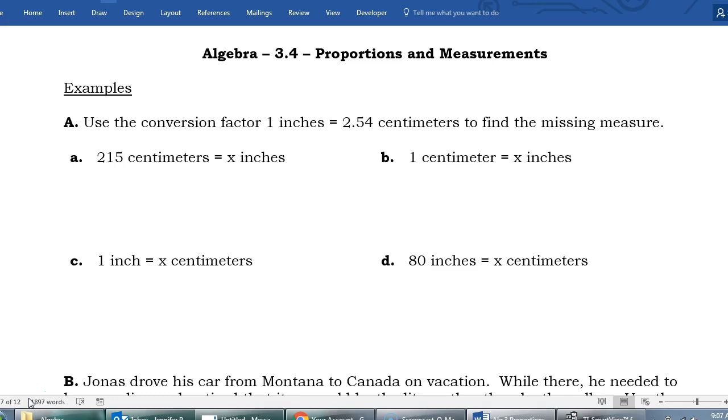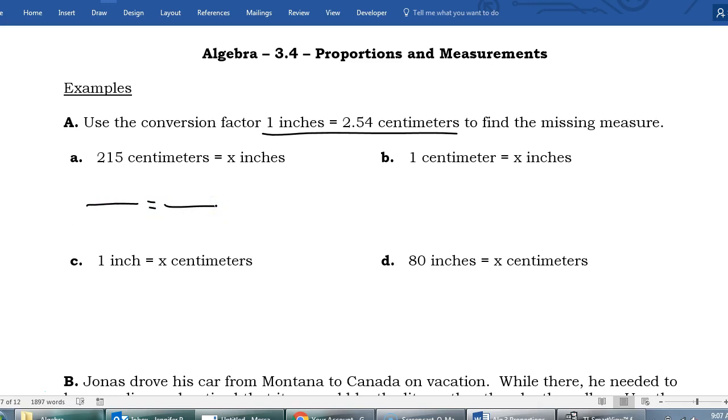So my first example says to use the conversion factor wherein 1 inch is equal to 2.54 centimeters to find each missing measure. Letter A says 215 centimeters. I want to know how many inches that is. So we're going to set up some proportions, same thing we would use in all of this chapter.